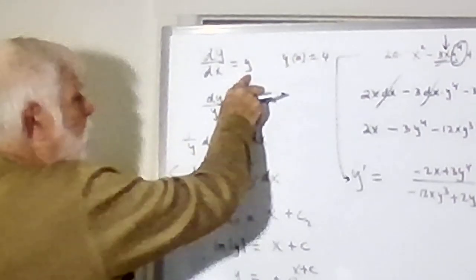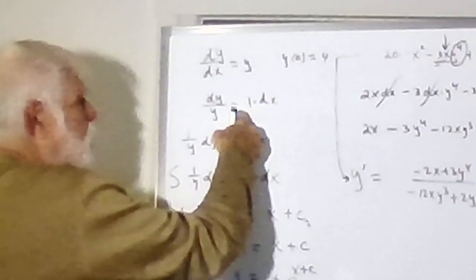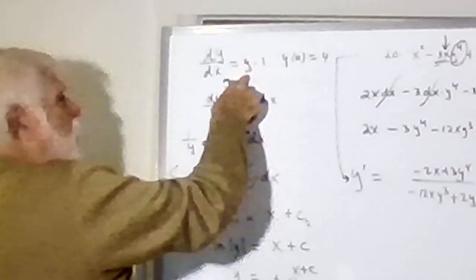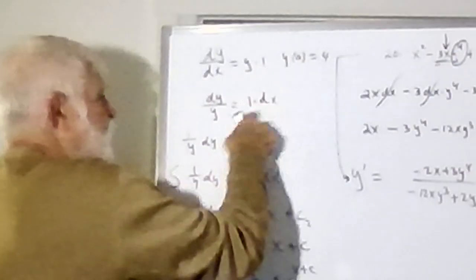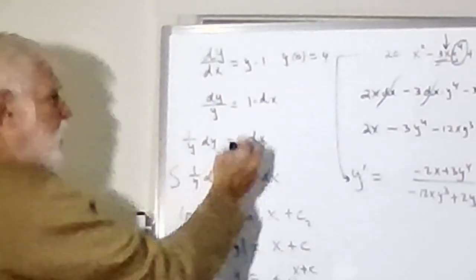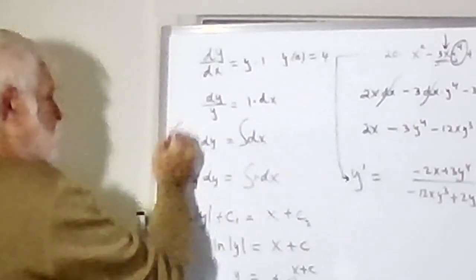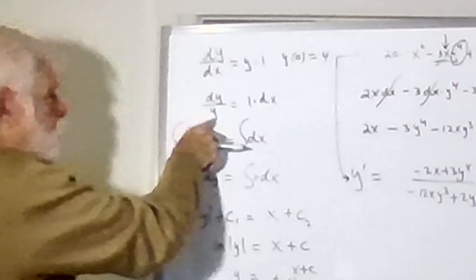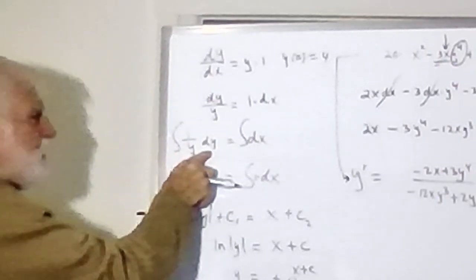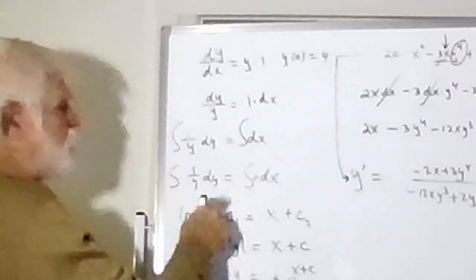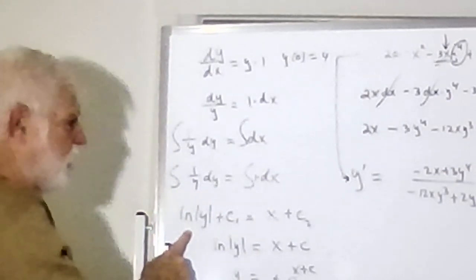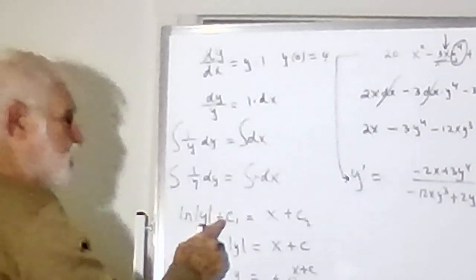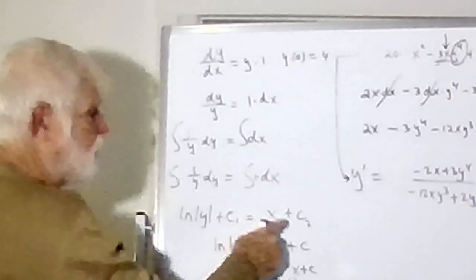So we separate the variables. So if this is times 1, multiplication by y on the right, division by y on the left, and I move the dx to the other side, and then we integrate both parts. Another way of writing division by y is 1 over y times dy. And so this becomes 1 dx, 1 over y. It comes from the ln function. So the ln of the absolute value of y plus c1 equals x plus c2.